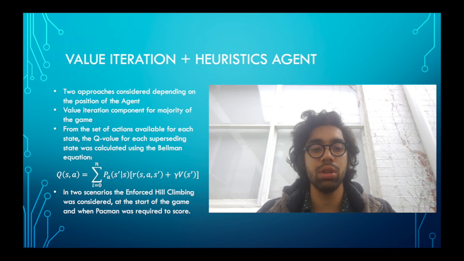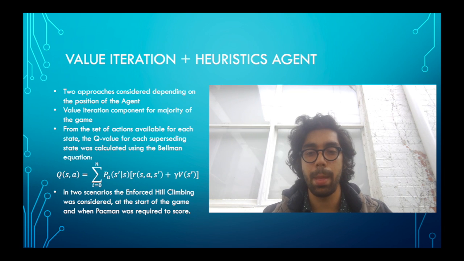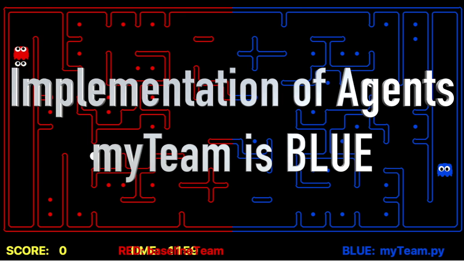Enforced hill climbing was also used and interchanged with value iteration in 2 scenarios: at the start of the game and when it was time to score.